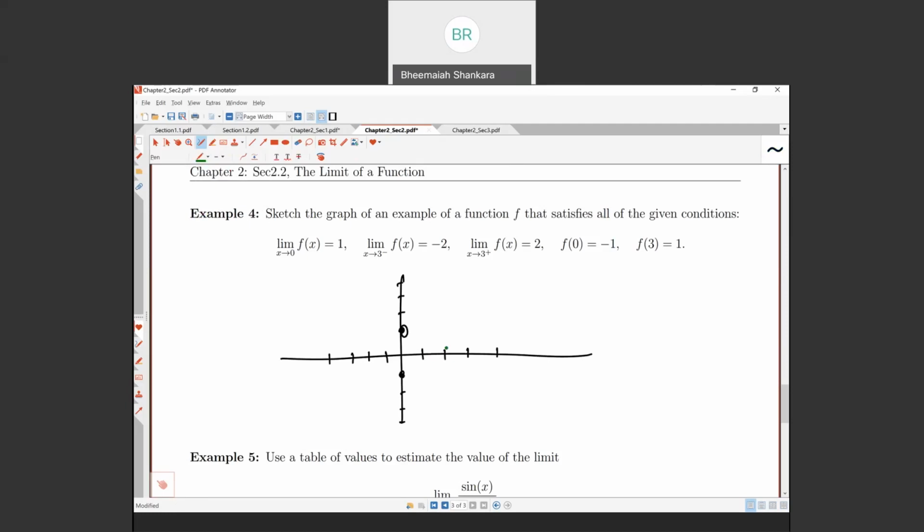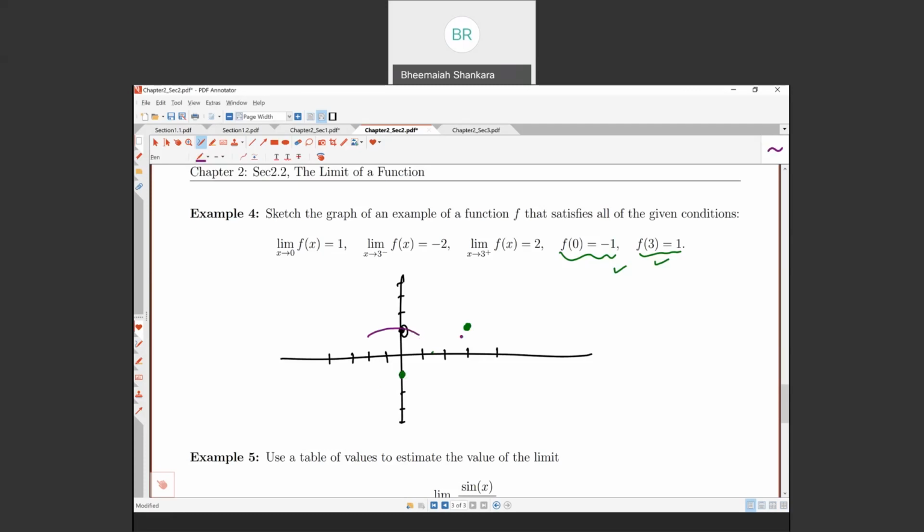You have two values given. f at 0 is -1. So at 0, -1, you're going to make it as a dark circle here. And f at 3 is 1. At 3 it's 1. Again, you want to make a dark circle here. So these are the points which are included in the graph, and it should be a closed circle. Then you have x approaching 0, the limit is 1. So towards 0, when you draw a curve, the curve should pass through 1. So you can draw a curve like this.